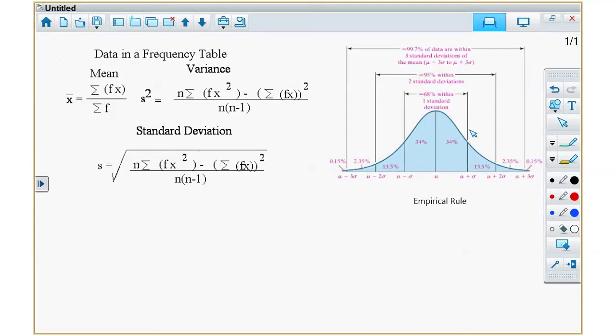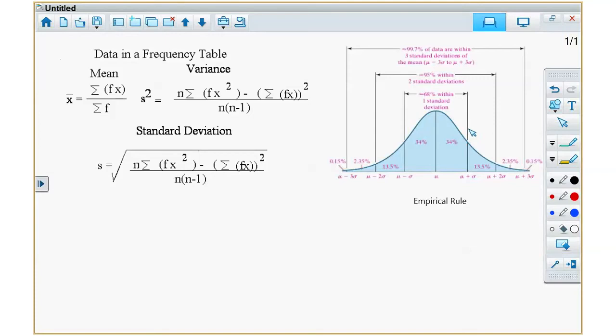Basically, if you don't know the probability or percentage or the area under the curve, you can do it with the empirical rule, but that's guesstimating, okay? It's kind of a rule of thumb. It's kind of like not calculating. So if I asked you how many people are less than one standard deviation, you'll tell me 34 and 34 is 68.